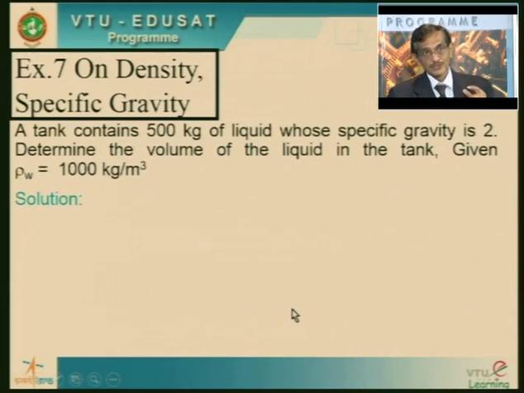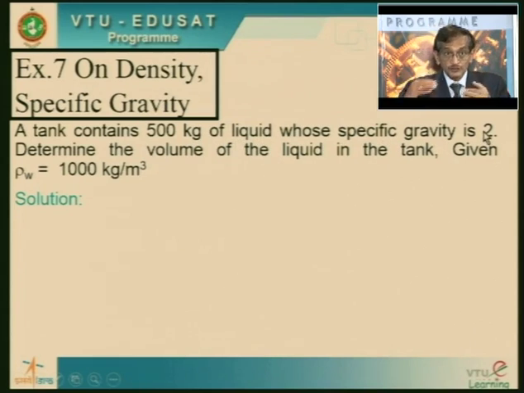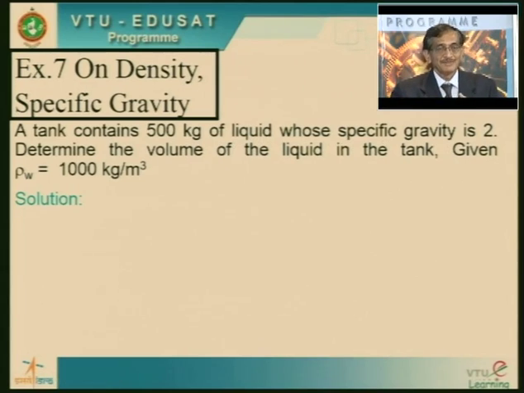The next problem is also very interesting, on density and specific gravity. A tank contains 500 kg of liquid whose specific gravity is 2. Oh, 2 means double heavier than water, correct. Determine the volume of the liquid in the tank. Given, density of water can be taken as 1000 kg per meter cube, right.